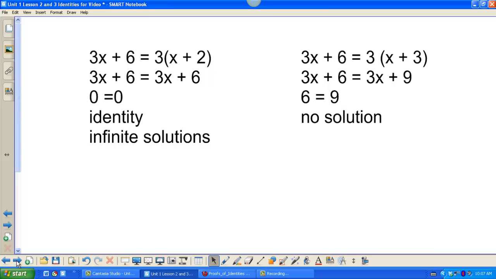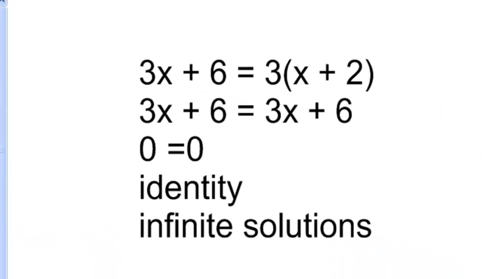You have dealt with identities in the past. When we would solve linear equations, for instance, if we look on the left-hand equation, 3x plus 6 equals 3 times x plus 2. After we use the distributive property, we notice the left side is exactly like the right side. You might have written that the answer was identity or infinite solutions. The reason this is an identity is it's true for all values of x. It doesn't make a difference if I put in x is 1, x is 3, x is 1 million, x is 10. The left-hand side of the equation and the right-hand side of the equation are always equal.